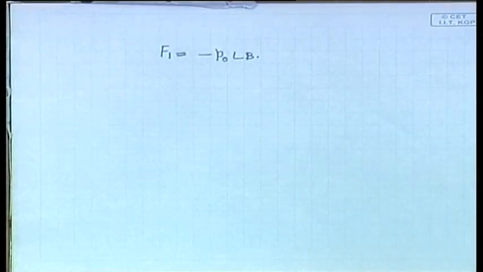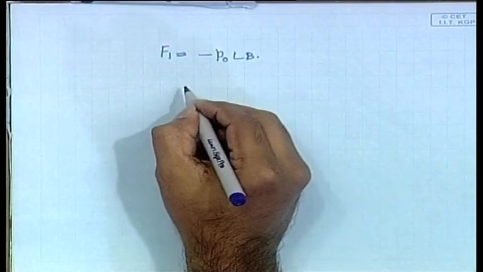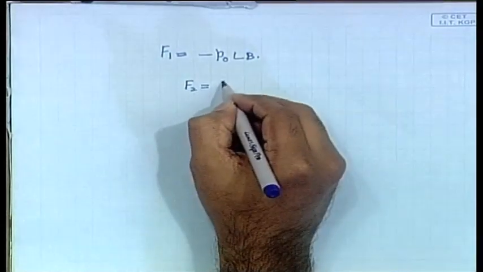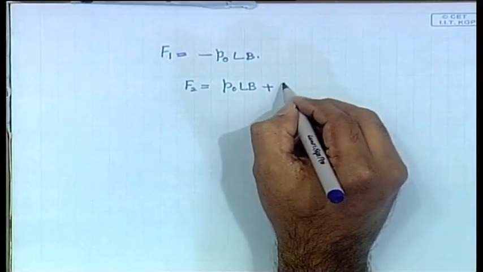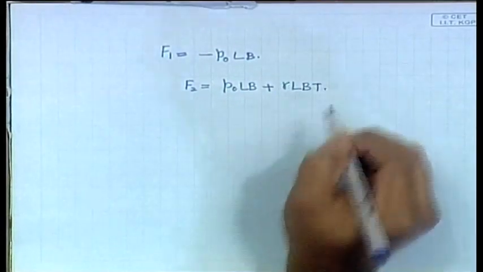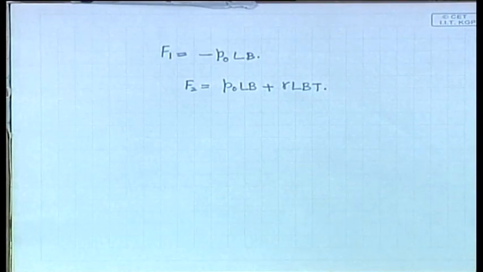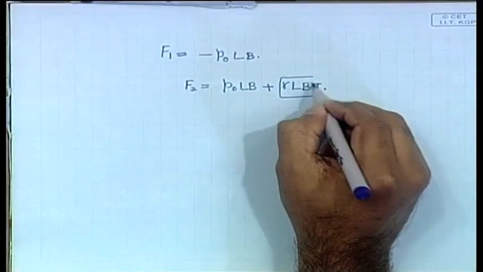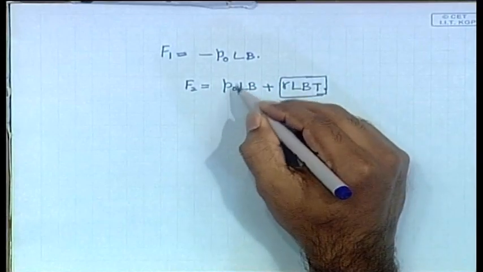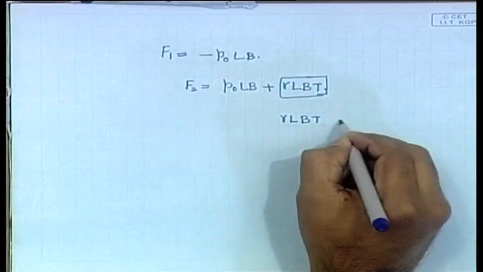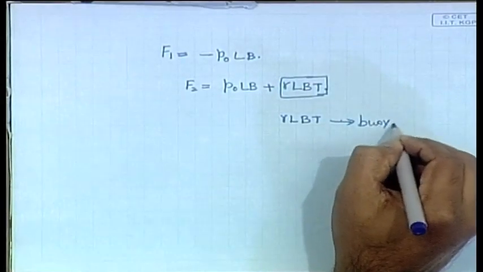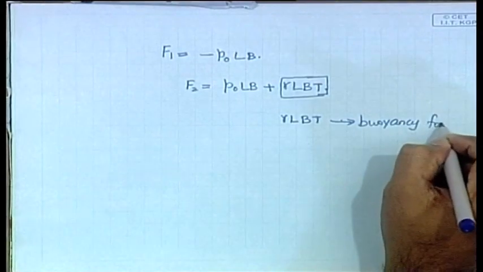Now, the force here will act vertically up, that will be given by F2 is equal to the same force, P0 LB plus gamma into LBT. Gamma into T will give you one pressure, and into L into B will give you the force. So, this additional component has come. This is the difference between the forces. So, gamma LBT is the additional force, or this is known as the buoyant force or buoyancy force.